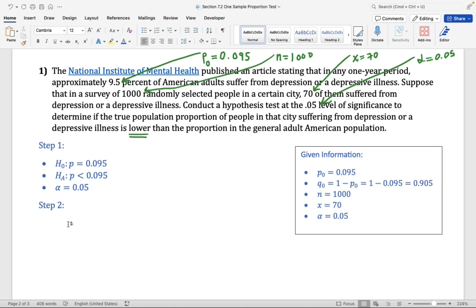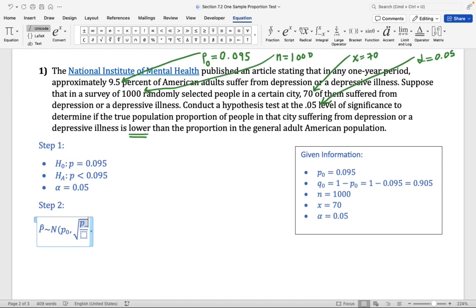In step 2, we're claiming that P hat follows a normal distribution and that the center of the distribution is P naught and that the standard deviation of the distribution is the square root of P naught times Q naught divided by N.